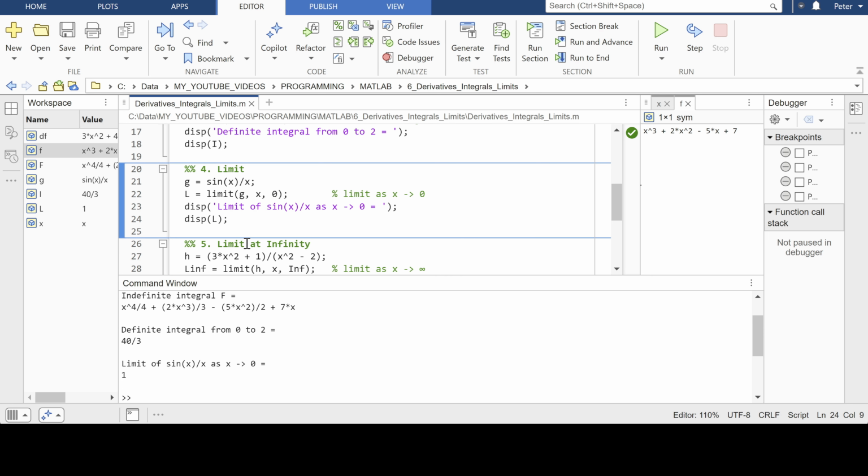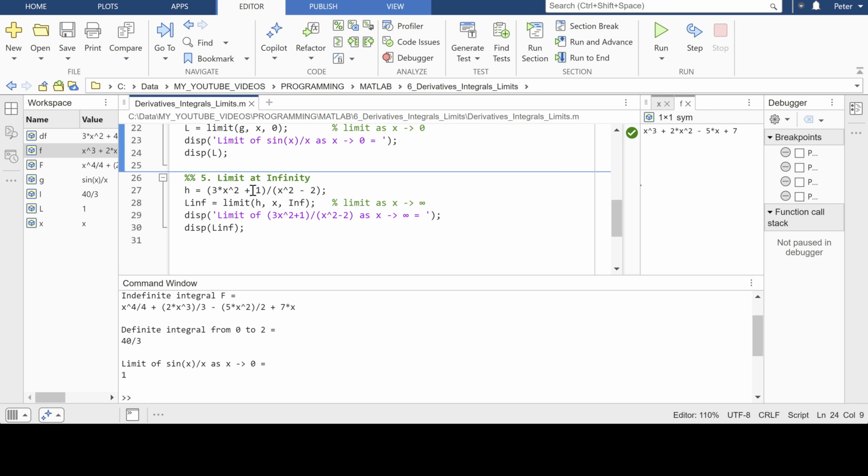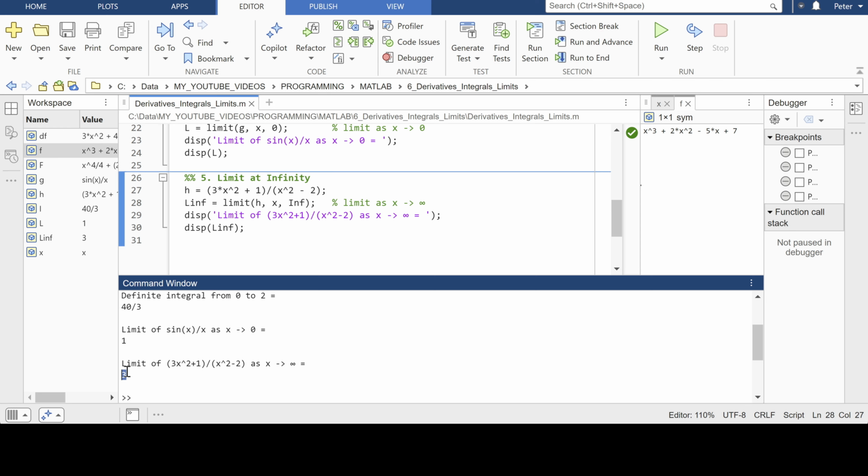Finally, let's compute a limit as x approaches infinity. Consider the rational function, 3x squared plus 1 over x squared minus 2. Using the command limit of h, x, inf, MATLAB determines how the function behaves as x becomes very large. Since the highest degree terms dominate, the limit approaches 3, and MATLAB confirms this instantly. This type of analysis is essential in control theory, asymptotic analysis, and mathematical modeling.